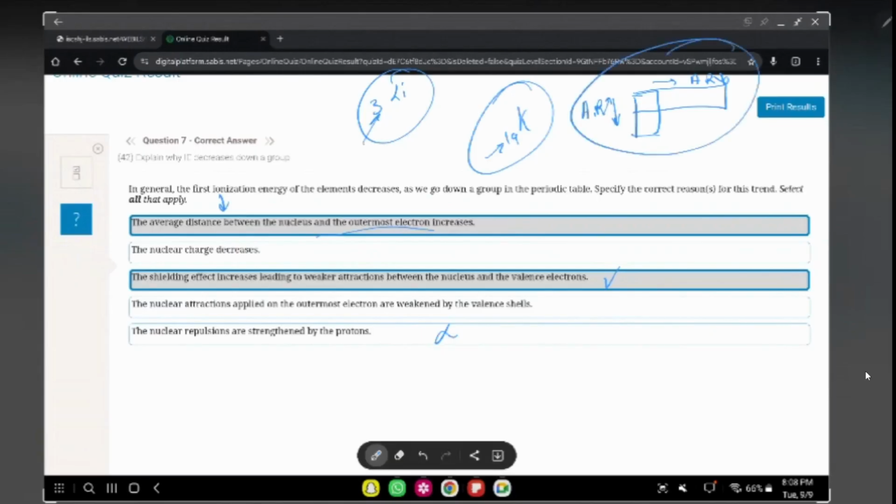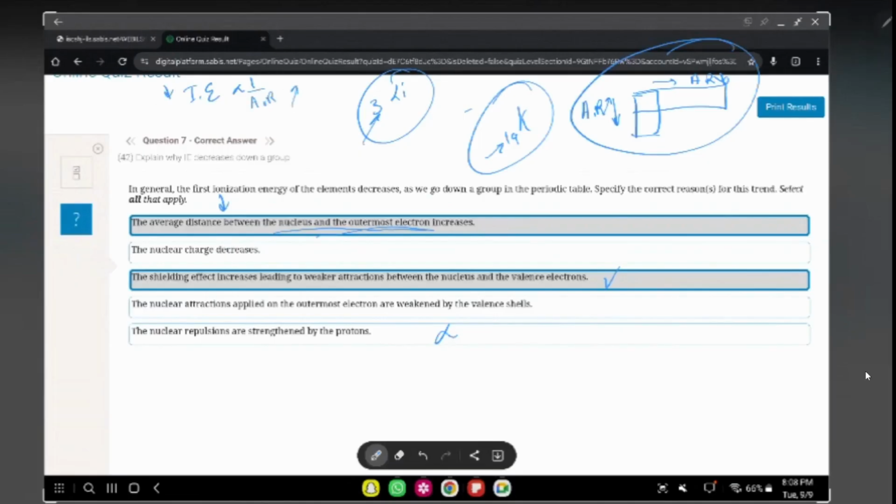So over here, the average distance between the nucleus and the outermost electrons increases. By the way, I need you to know ionization energy is inversely proportional to the atomic radius. So if ionization energy increases, that means the radius is decreasing. If the radius increases, that means the ionization energy decreases.